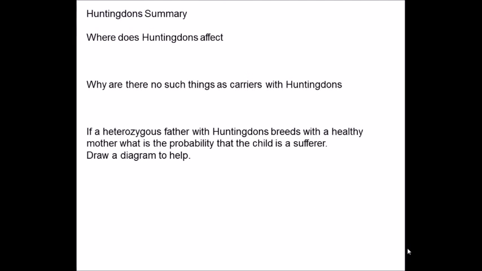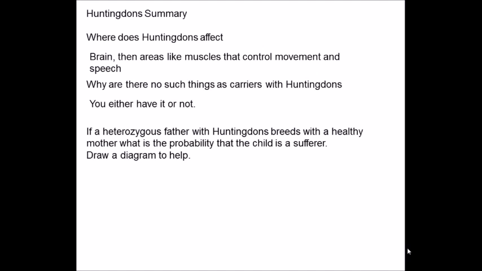Okay, so in summary, Huntington's, what does it affect? It affects the brain, so it affects things like memory, and it can affect things like movement as well. Why is there no such thing as a carrier with Huntington's? Because it's caused by a dominant allele, it means that you either have it or you do not. You don't carry the allele for it, because you'll either have the disease or you won't.